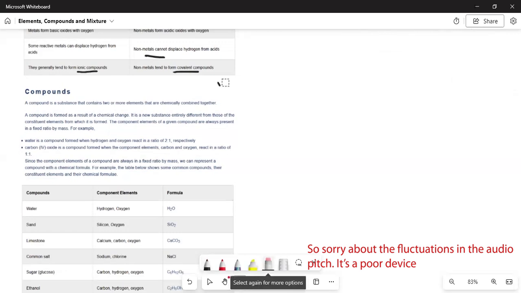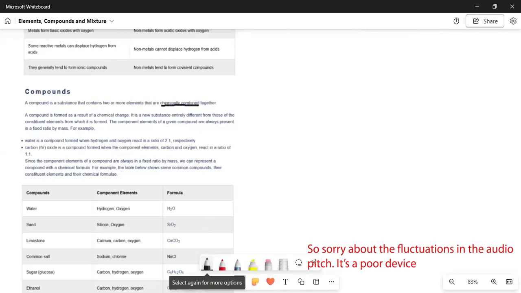So now let's move on to another class of matter, which is compound. What is a compound? A compound is a substance that contains two or more elements that are chemically combined together. The key word here is chemically combined together. Why do I say that is a key word? Because you may combine two or more things and then those things are not chemically combined.